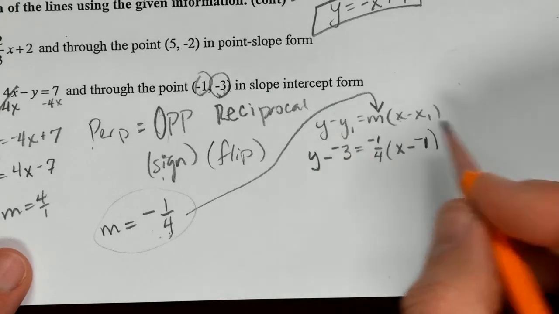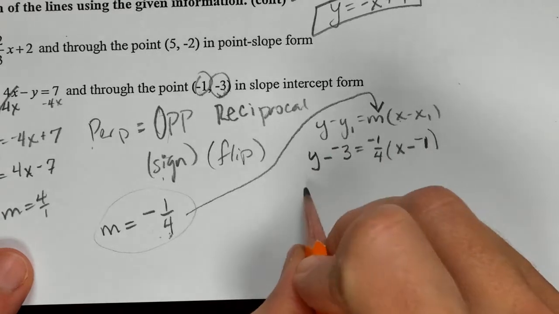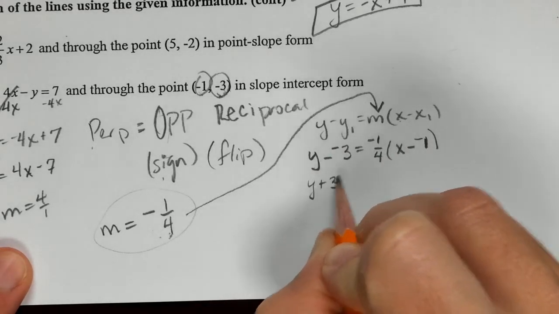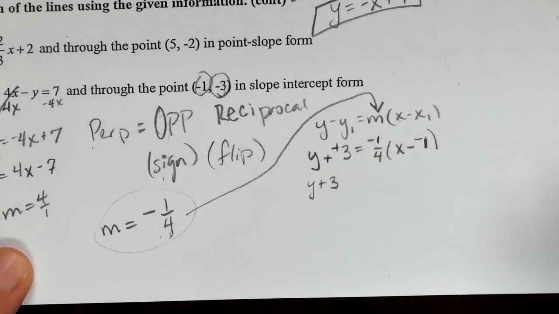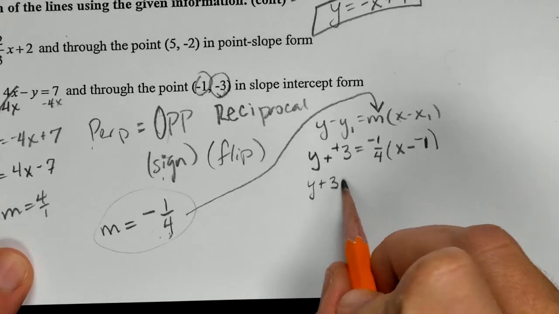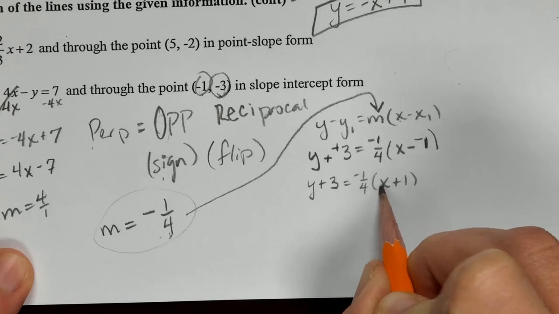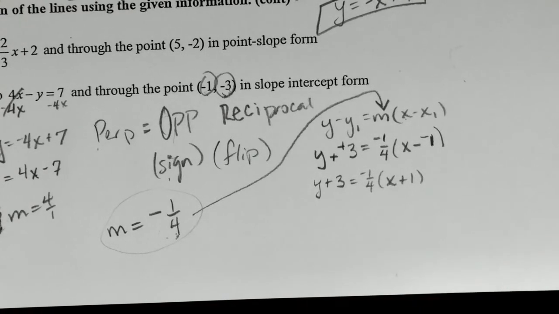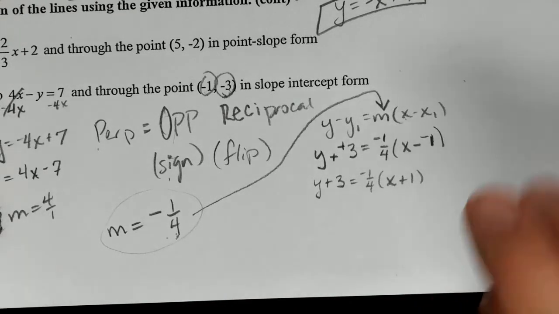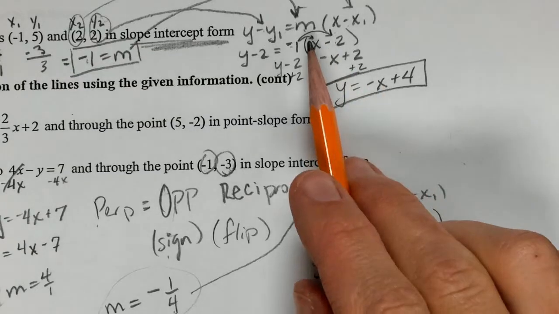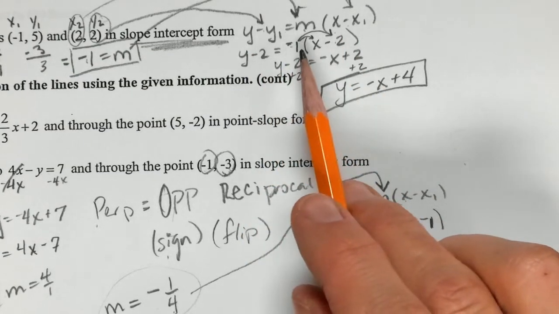So here, this is in point-slope form. Let me clean this up a little bit. This is y plus 3, because I can change a minus negative, equals negative 1/4 x plus 1. Once again, I just cleaned it up a little bit. Same formula. Now, Aiden, how did we get from here, which was point-slope form, to here?